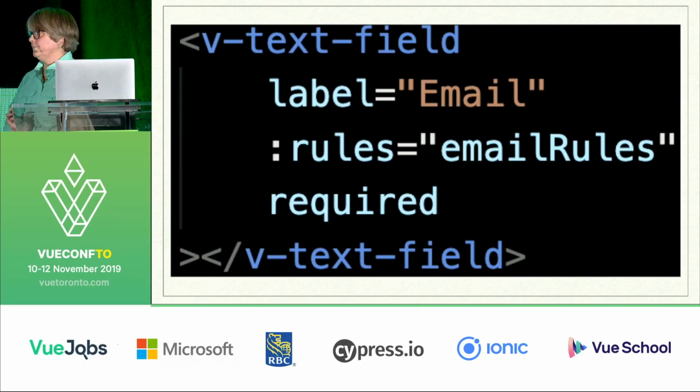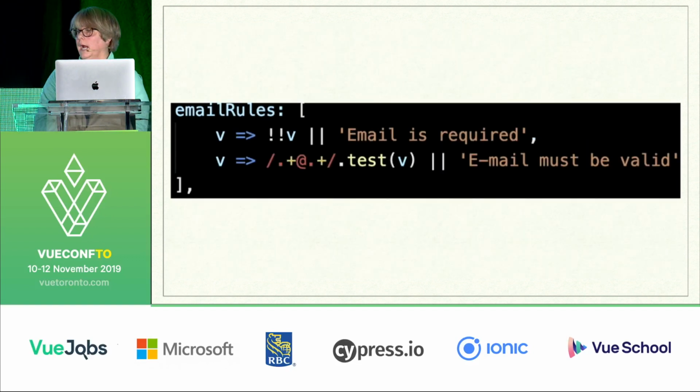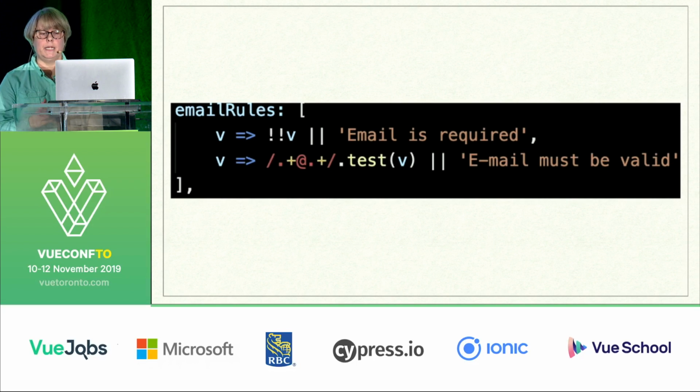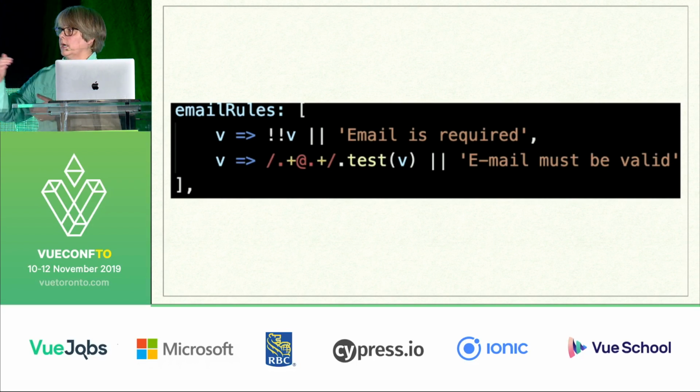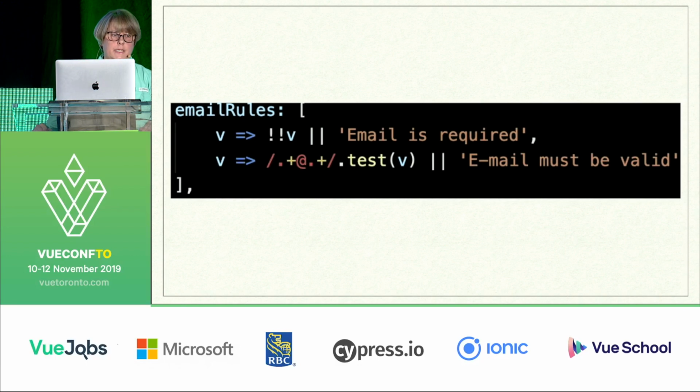So here's what we've looked at. The changes that I've done is I still have the required prop on the vtext field. And for the rules, instead of putting the array of the rules directly onto the vtext field, I'm putting in the rules and it's looking to a data object that's called email rules. And I'm doing that just because it makes things a little bit easier to read. So in my data, I have my email rules, and here's the array that I originally had directly on the vtext field.